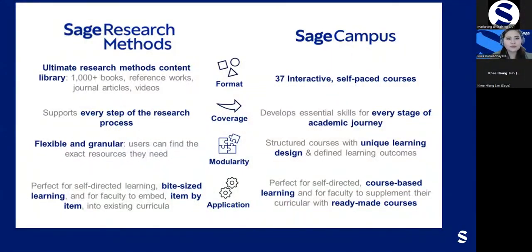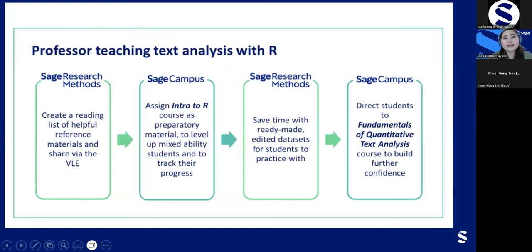So Sage Research Methods is perfect for self-directed learning, bite-sized learning, and for faculty to embed item by item into existing curricula. And Sage Campus is perfect for self-directed course-based learning and for faculty as well to supplement their curricula with ready-made courses that are already available for you in Sage Campus. So this is an example.